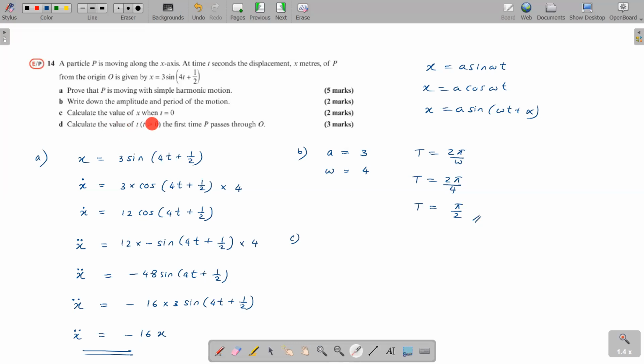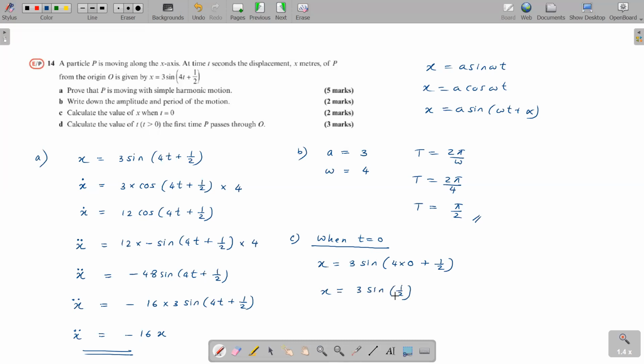Calculate the value of x when t is 0. How do you find the value of x when t is 0? Just use t as 0, right? So when t is 0, x equals 3 sine of 4 into 0 plus half. So we get here x equals 3 times sine half.